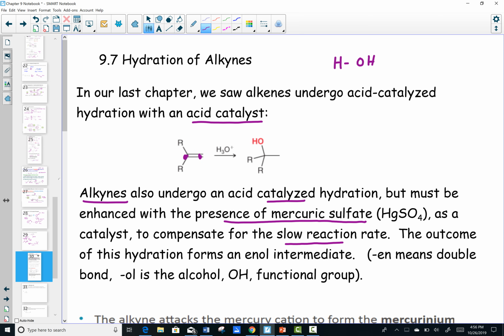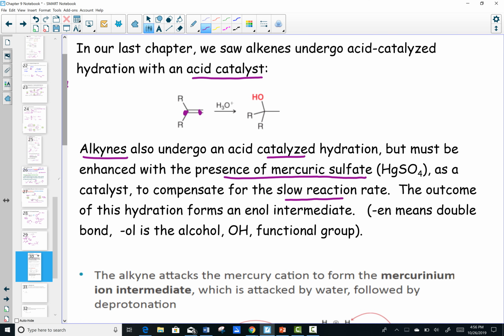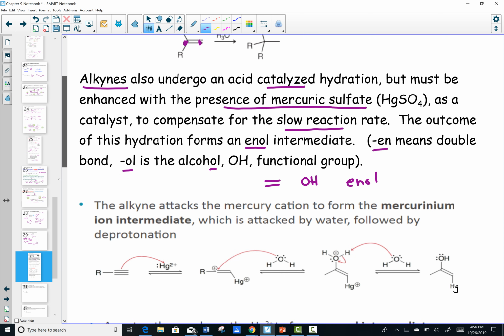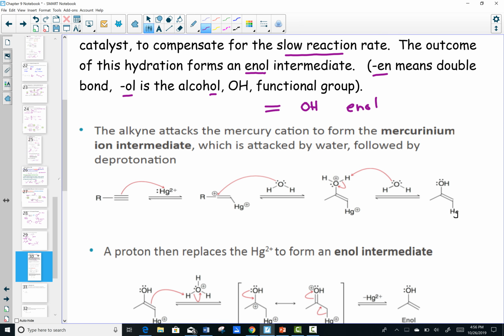This reaction is different in the sense of the outcome, very different from last chapter, ene, to this chapter, ine. The outcome of the hydration forms an ene-ol intermediate. Ene means double bond. And the ol is from the alcohol OH functional group. We have a double bond, ene, and the functional group ol. That's the ene-ol intermediate that forms in this mechanism. Let's break it apart slower.